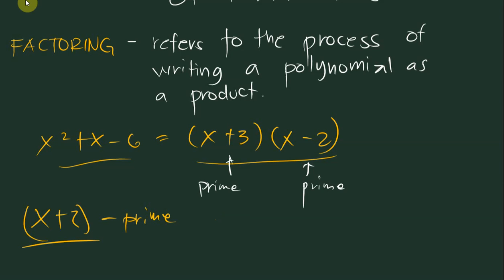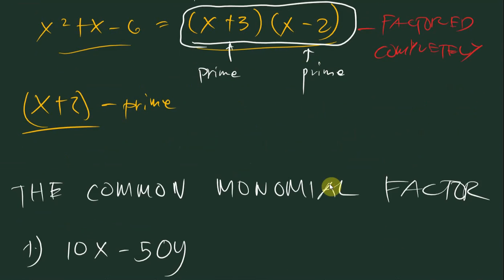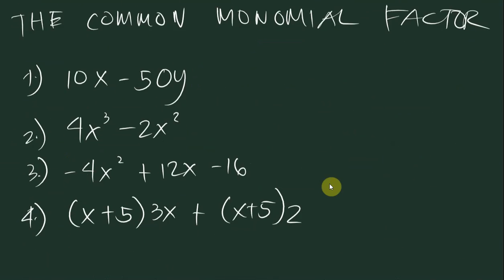Okay, when a polynomial has been written as a product consisting of prime factors, it is said to be factored completely. So in our example, since these are already prime, then this is said to be factored completely. Okay, so let's now proceed to the common monomial factor, the first type.